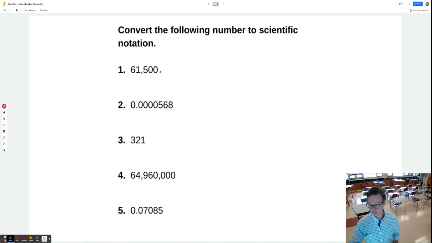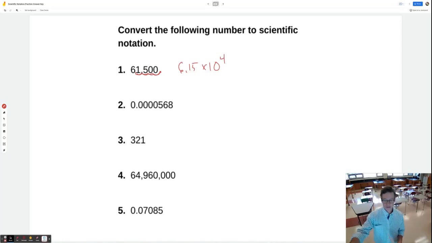So in order to get it so that I only have one digit to the left of the decimal, I need to move 1, 2, 3, 4 places, and now I have 6.15. That's a coefficient between 1 and 10. So that tells me I've put the decimal point in the right place. Times 10, that will always be the case for scientific notation. And then we need an exponent, or power of 10, which is determined by the number of times I had to move the decimal place in order to get my coefficient the way I wanted it. So in this case, it was 1, 2, 3, 4 times, so the power of 4.